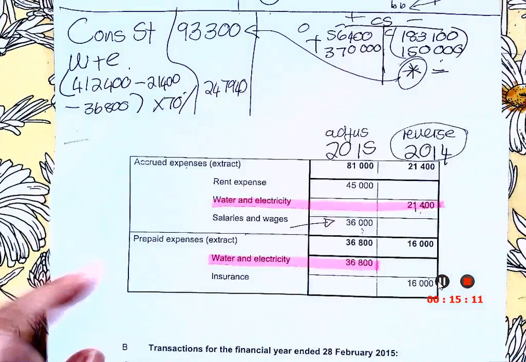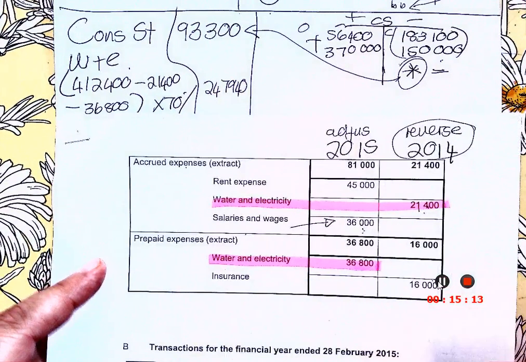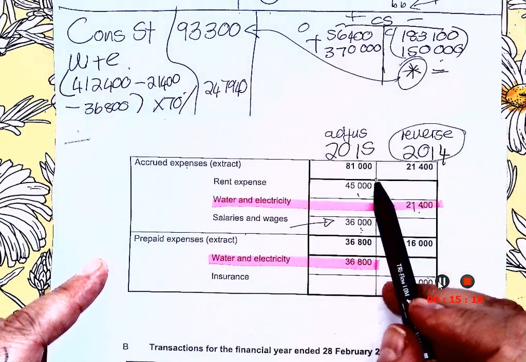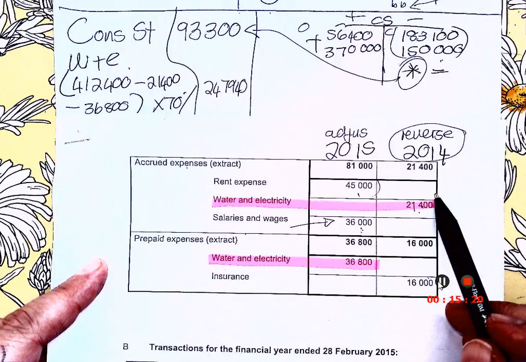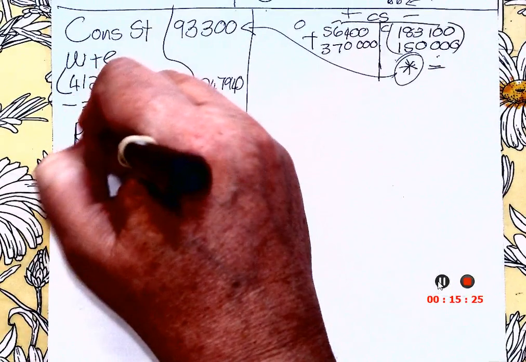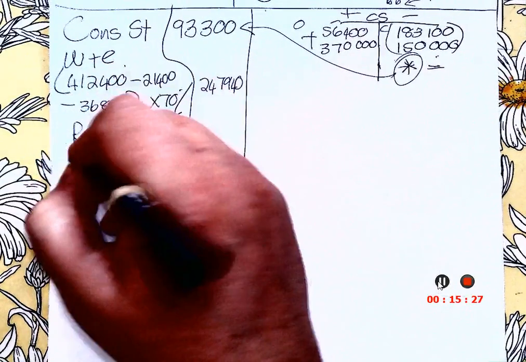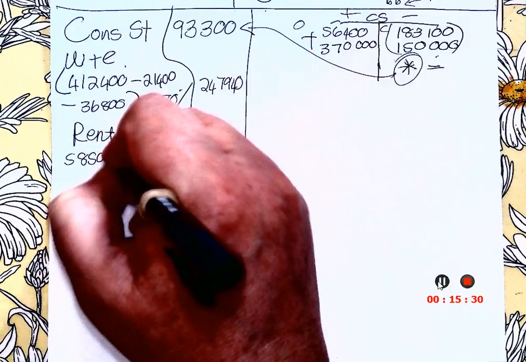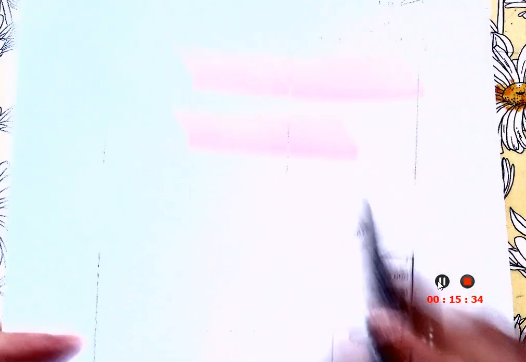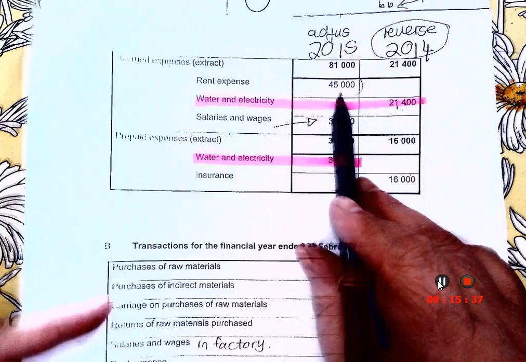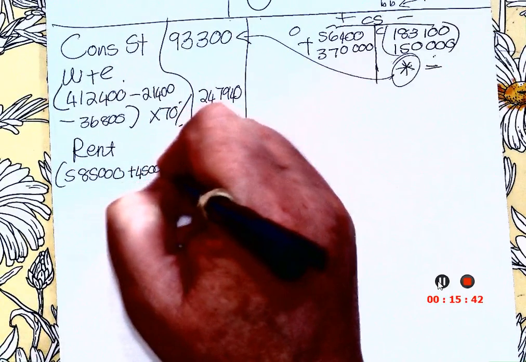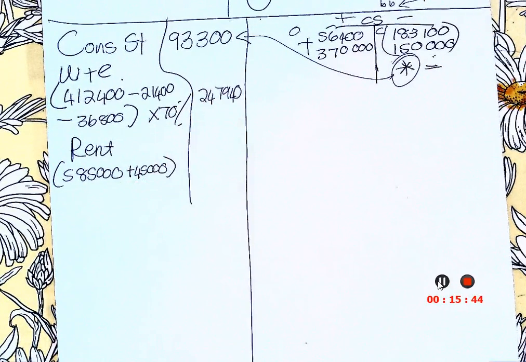The next one I see is rent expense. So rent expense only got an adjustment. It doesn't have a reversal. You see that? So rent expense, they tell me it's 585, and they say I got an accrued expense of 45, meaning I need to add it. Once I have that, I can go look at ratios.